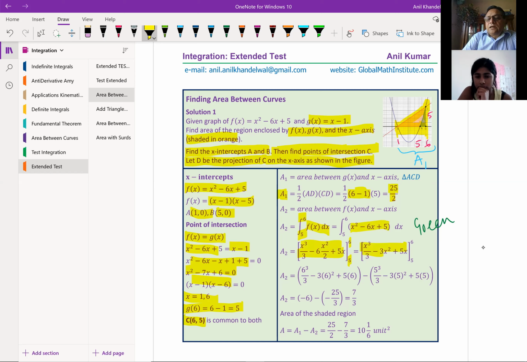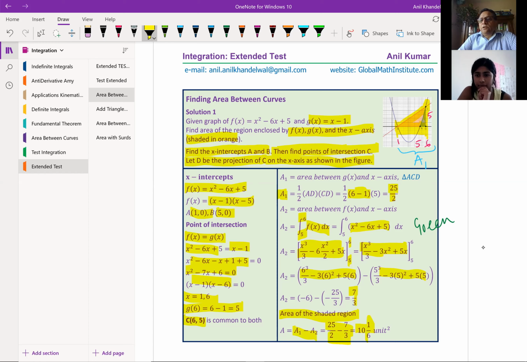And when you figure this out, simple calculations, you do them, you get this as 7/3. So that is the green area. To find the orange area, which is the required shaded region, you take the difference of the big area and the green area. And then you get your answer, which is 101/6 units squared. All right. Is that clear to you?